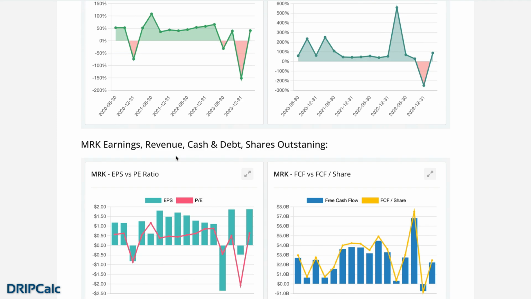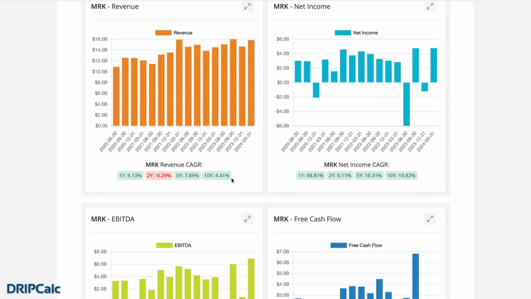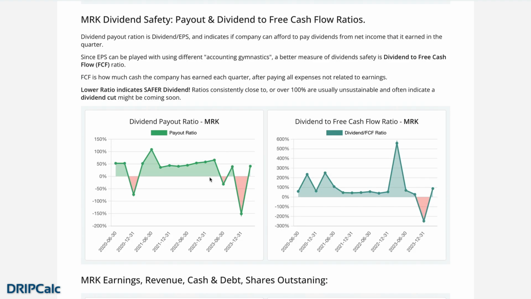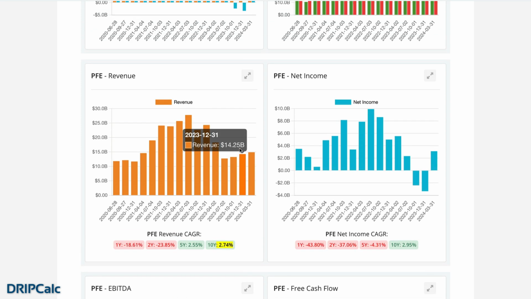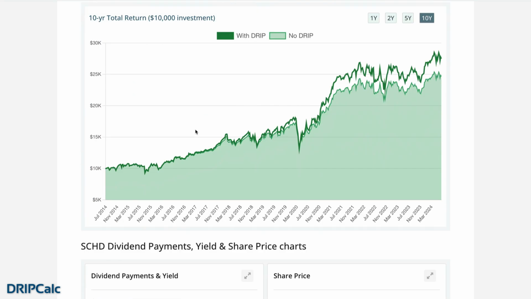And if we look at Merck, their revenue CAGR is 4.41, which is also, I don't know, it's not that great, by the way, guys. It's not great at all, but anyway, it's better than Pfizer. So anyway, SCHD does all of this research for you.